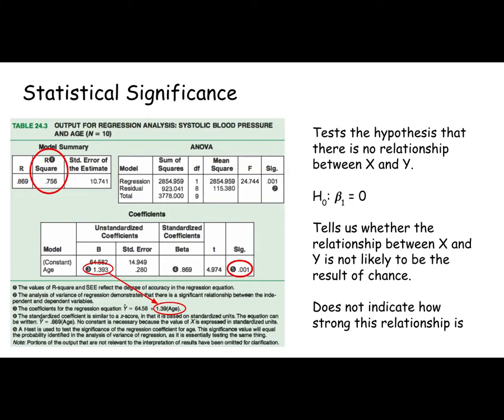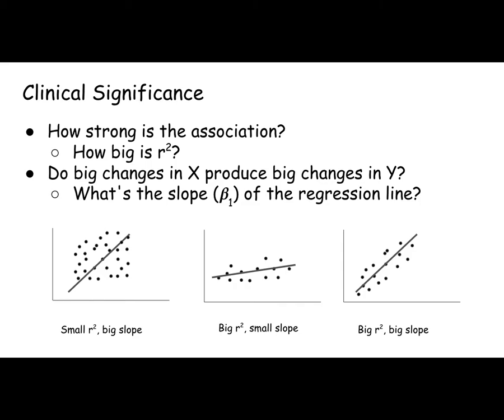Statistical significance, so hypothesis testing with regression, we're looking at the slope, the beta. So in correlation, we were looking at the r value. With regression, we're looking at that slope, the beta, and the p-value is telling us whether that slope that we observed is likely due to chance. A strong p-value is not telling us how strong the relationship is. So you want to see clinical significance for that, right?